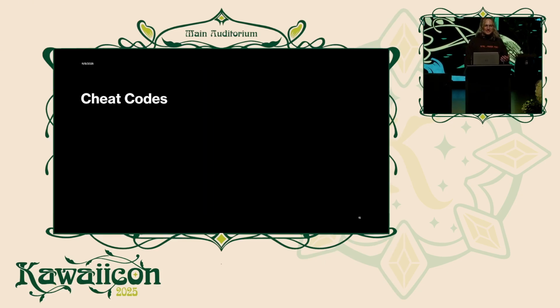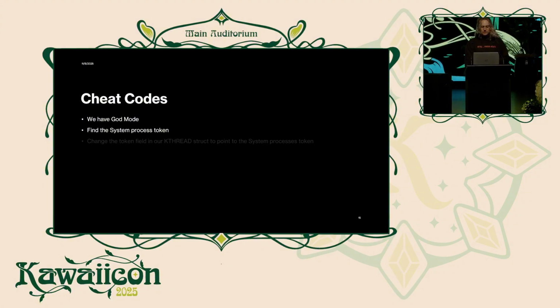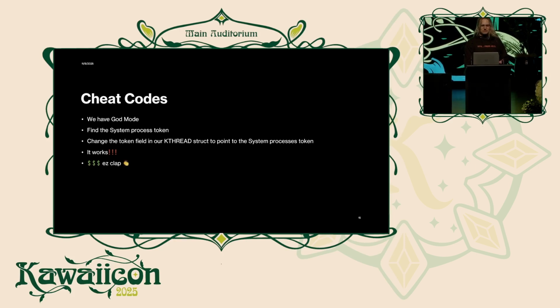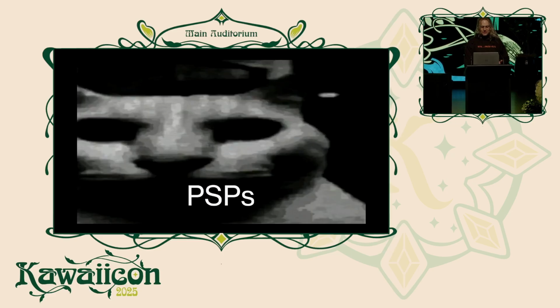But we have to take a second to think. Well, we've already got God mode. We've got some cheat codes here. So what if I could find the system process token and then change the token field in our thread struct to point to the system token? That actually works. Easy, game over, right? Well, turns out that's loud. Not quite that easy.